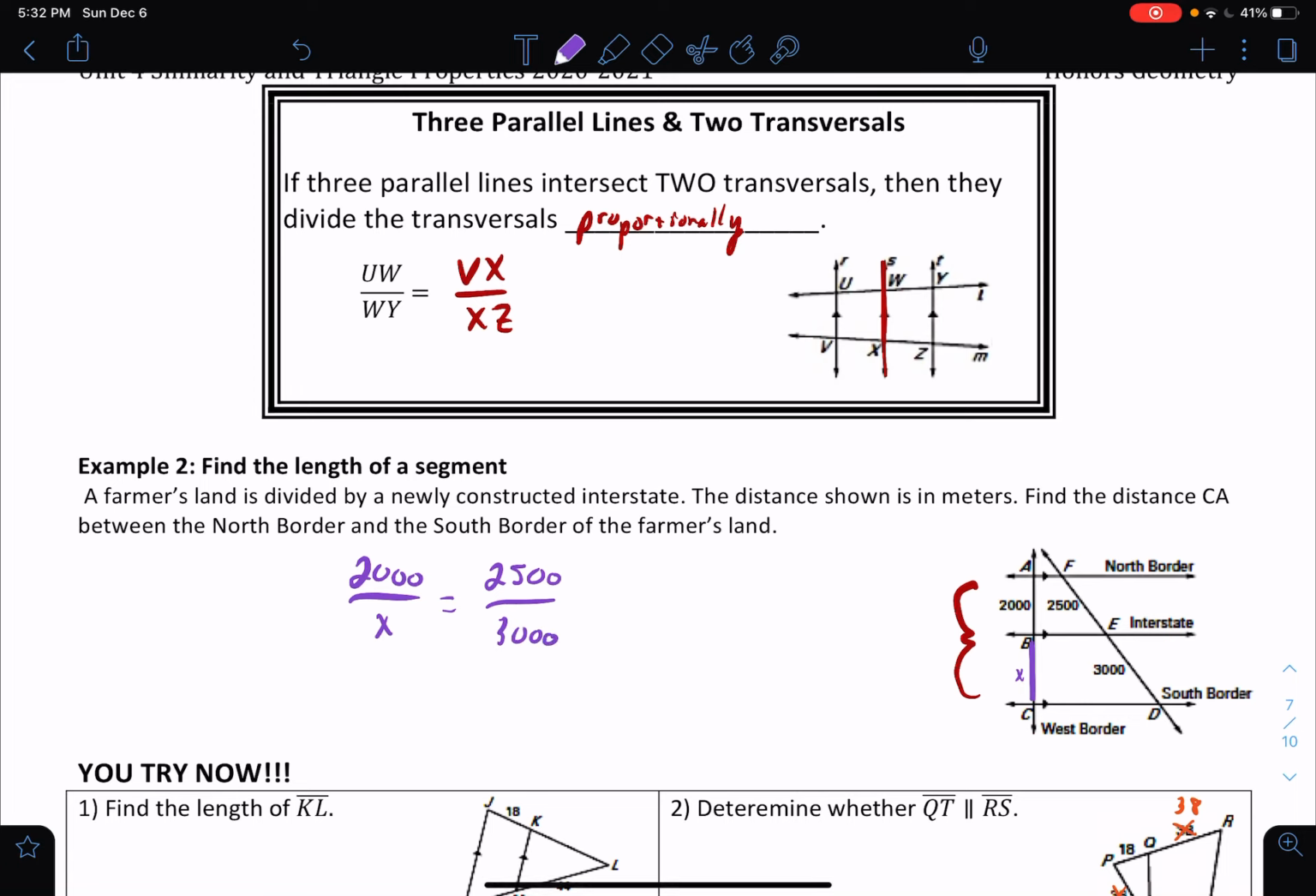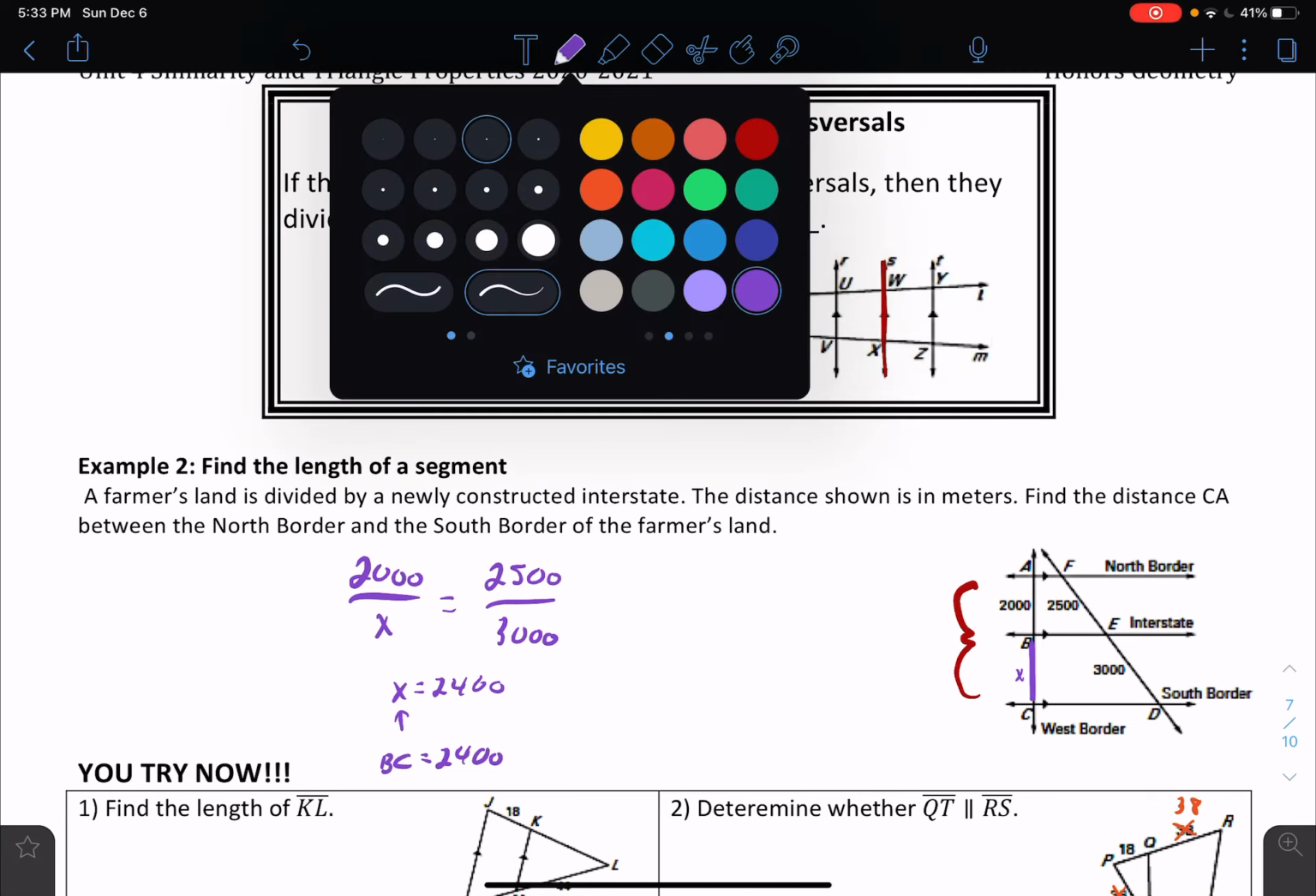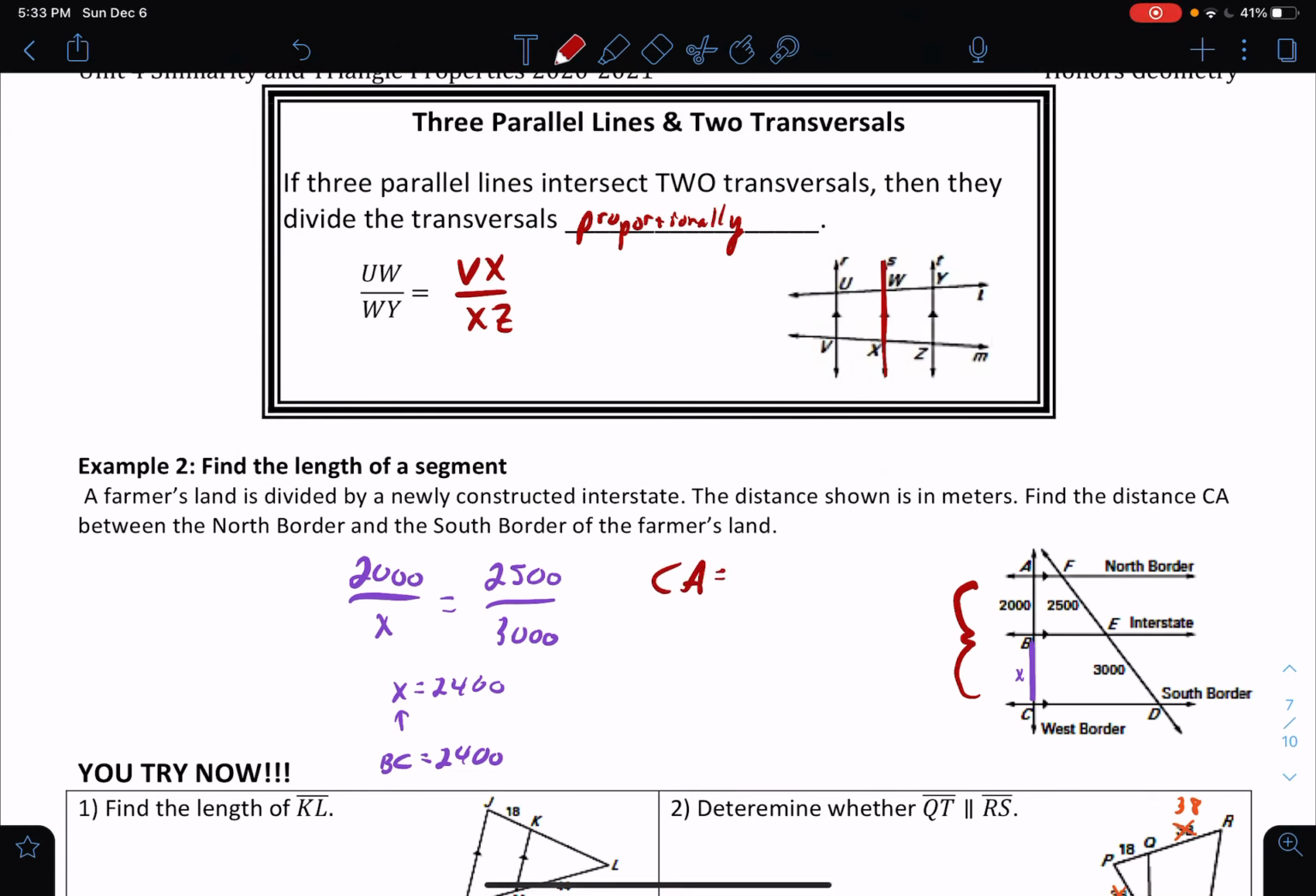Okay? So now when I cross multiply, 2,000 times 3,000 divided by 2,500, X is going to equal 2,400. But remember, this is just BC, so BC is 2,400. We are trying to find CA. So if I'm trying to find CA, I need to take the 2,400, which is BC, and I need to add the 2,000, which is AB, and I will get that CA is 4,400 meters. All right, that's one way that we could set up our problem.